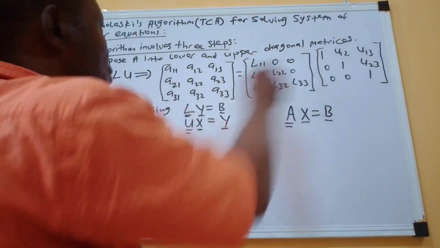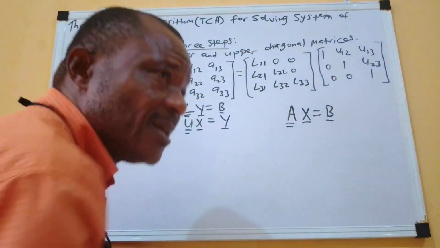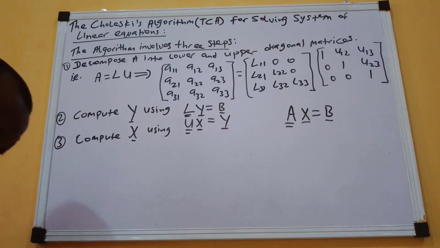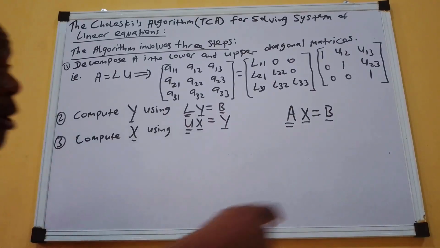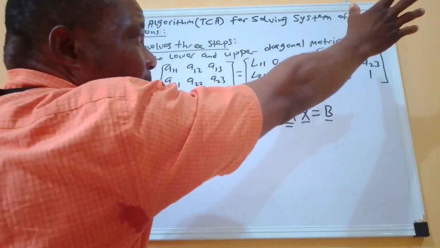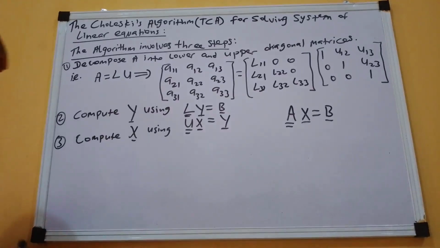Then U is an upper diagonal matrix. The element in the main diagonal will be 1. It can be a 4x4 system, a 5x5 system, a 7x7 system, an 8x8 system, a 10x10 system. So when you are writing U, the upper diagonal matrix, all the elements in the main diagonal will be 1. Then you can see other elements above, while the ones below the main diagonal will be 0. So that is how you have that.